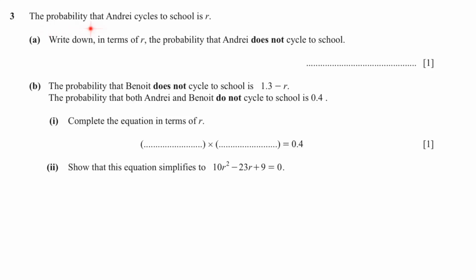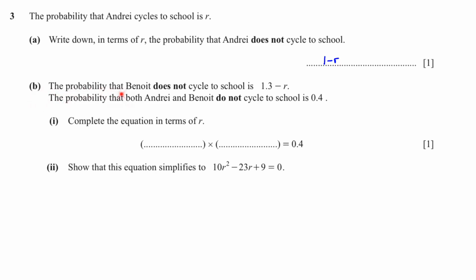Question number 3. The probability that Andrei cycles to school is r. A. Write down in terms of r the probability that Andrei does not cycle to school. Whenever the probability of something happening is given, the probability of that thing not happening is 1 minus that probability. So the probability that he cycles to school is r. Therefore, he does not cycle to school will be 1 minus r.